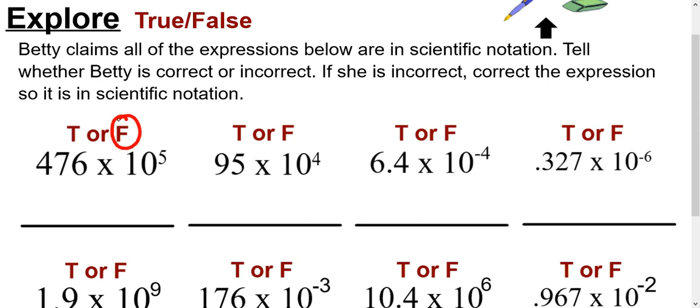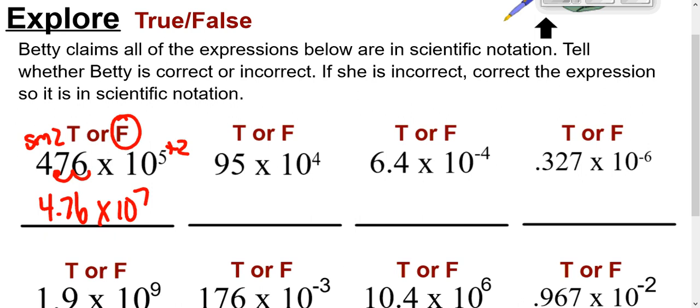And you're just going to put 4.76. This is making it smaller by 2. You make this larger by 2, times 10 to the 7th. Or use your calculator. You're going to pause the video right now, and you are going to finish this whole board. Use the calculator if you want. If not, do it by hand.